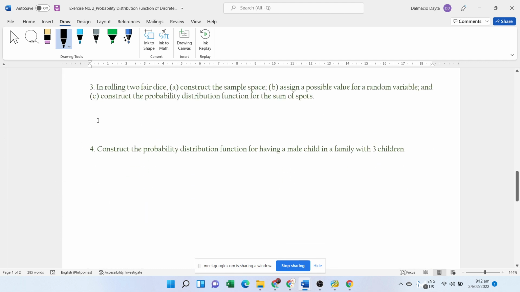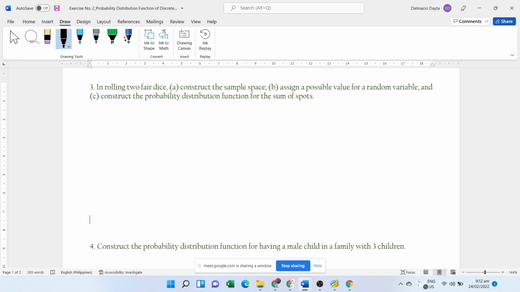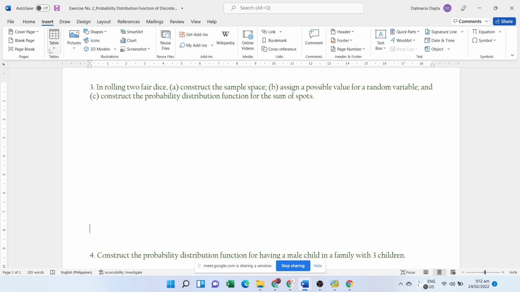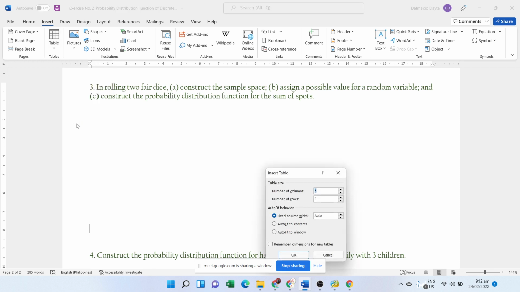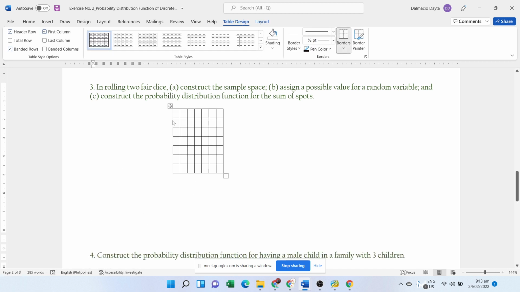Ito ulit. Nakalagay ulit yung A, B, and C. Rolling two fair dice, construct the sample space. Napakadami nito, na? Ano yung sample space? Sulat natin, ha? Mag-insert ako ng table. Letter A tayo.